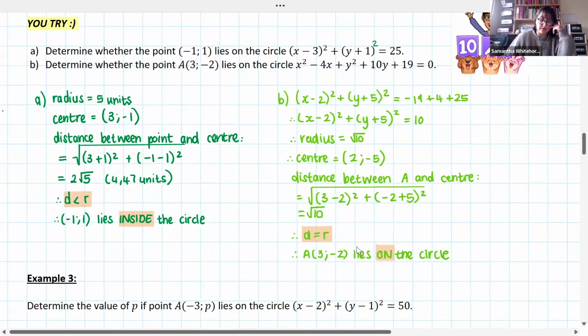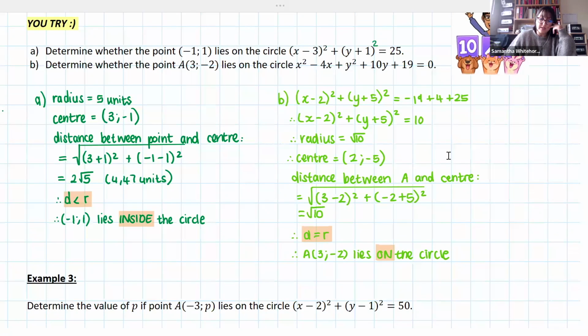Right, so here we have it. Pretty sure you can see everything. For the first one, nice and easy, you could tell immediately what the center was and what the radius was, so you didn't have to do too much there. You just had to work out the distance between your point and center. Because that distance was less than your radius, it meant that the point was inside the circle.